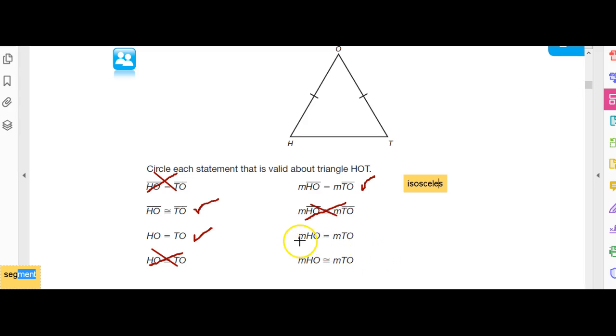This one says the measure of the distance between HO and the measure of the distance between TO. That is not correct, because we would not take the measure of a distance. The distance itself is a number, so we're not going to take the measure of it. That's like the measure of a number. And this one here is also not correct, because it's saying the measure of the distance between H and O. Again, we don't take the measure of a number, so we will cross that out. That is not correct. Okay?